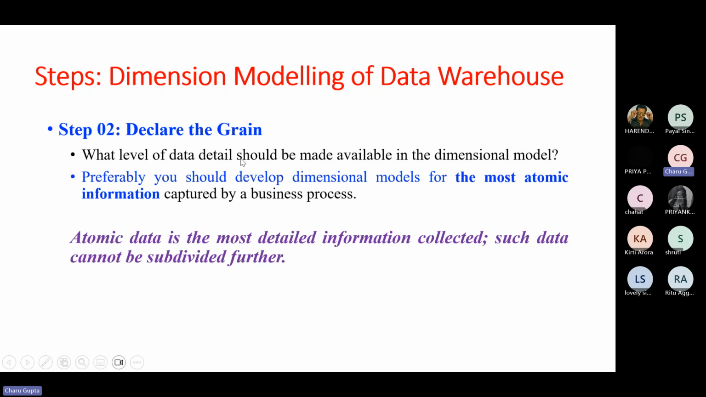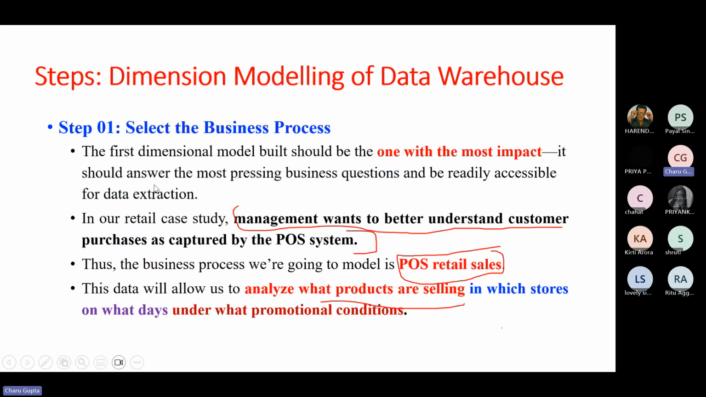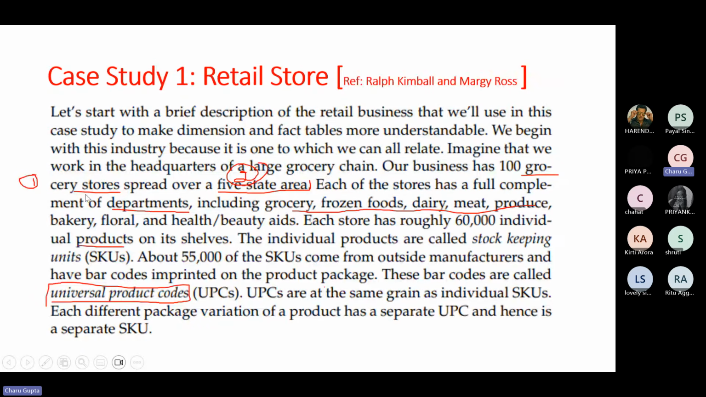Next, we will identify the grain, right? The level of data. So the atomic data, that is the most detailed information collected. So what are the dimensions here? Date. You see, where did the date come from? So these are the 100 grocery stores. So one is our grocery store, one is our state, after that departments, the departments have different types, then after that how they are being identified. They are being identified by the universal product codes. Okay?